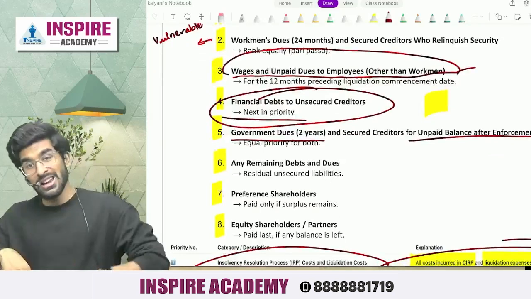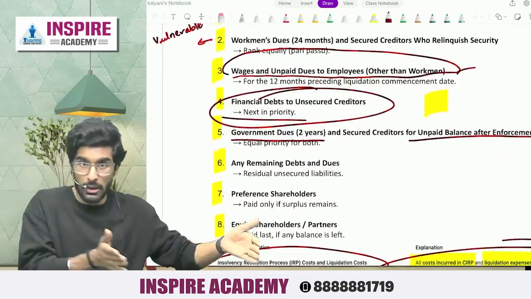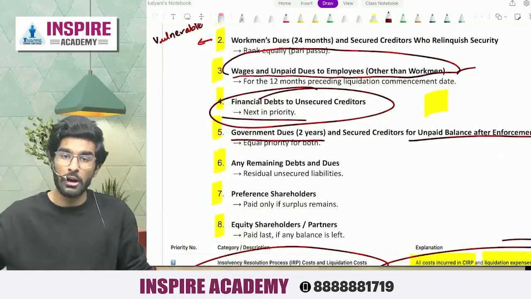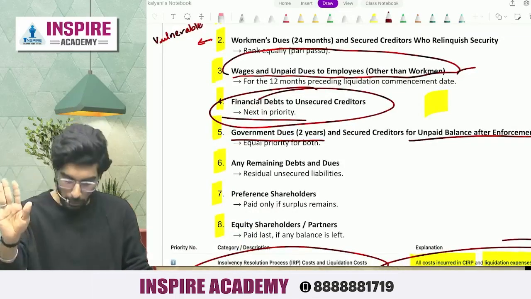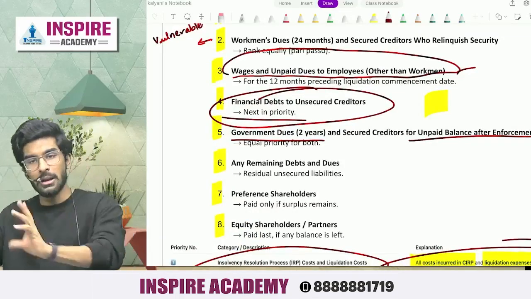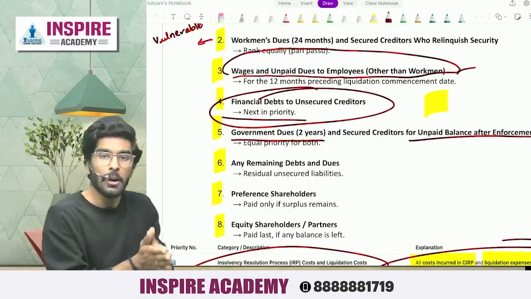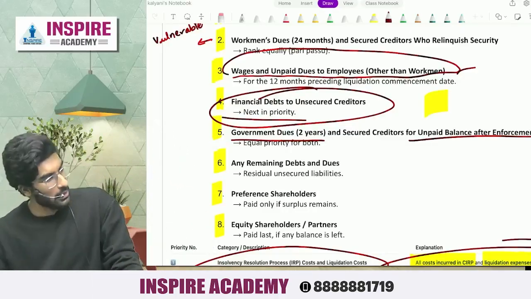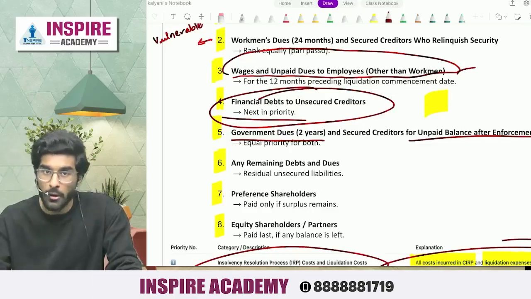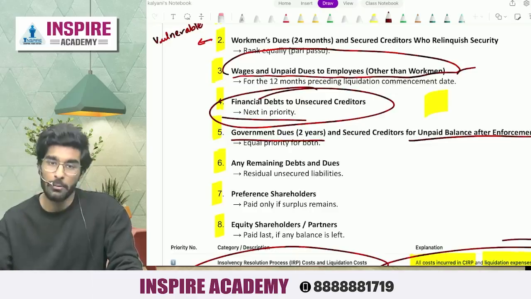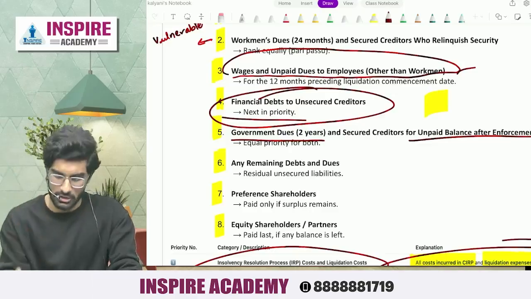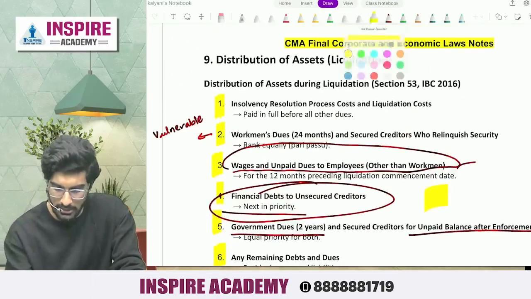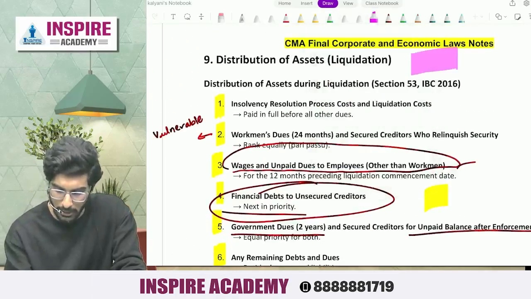After that, government dues for the last 2 years plus secured creditors who have not relinquished their security interest, who have enforced their security interest. After that, any remaining debts or dues. After that, preference shareholders. After that, people, equity shareholders. So this is called, people, the waterfall arrangement. In the exam, a question can easily be asked. This is very, very important, people. 100%. This is extremely important.